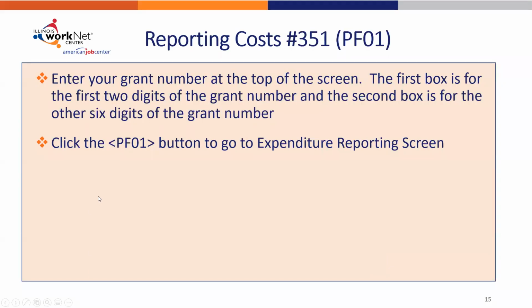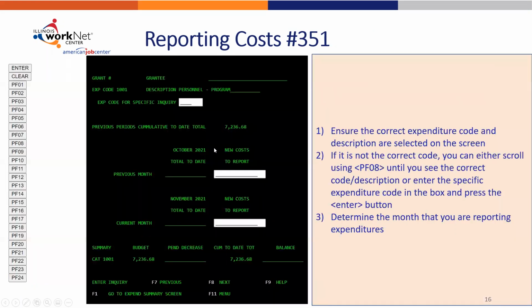All right, so your first screen here is where you'll report costs. So it's the PF01 button or the 351 screen, excuse me. So you'll enter your grant at the top of the screen. The first box is for the first 2 digits of the grant number, and the second box is for the other 6 digits. So you'll click PF01 to go to expenditure reporting.